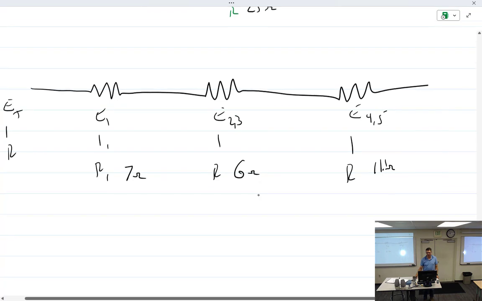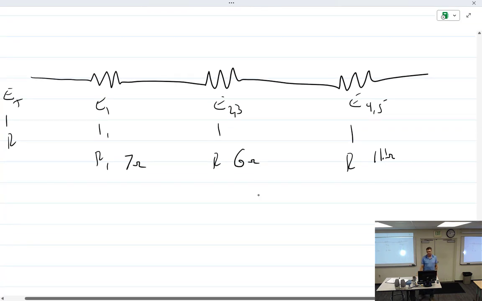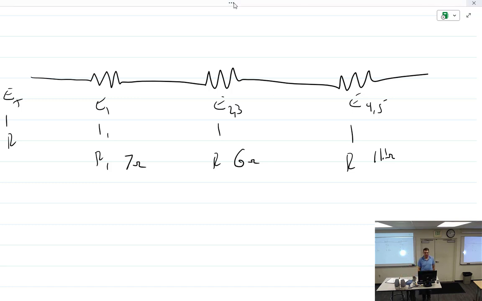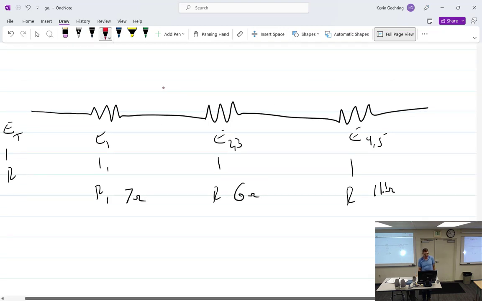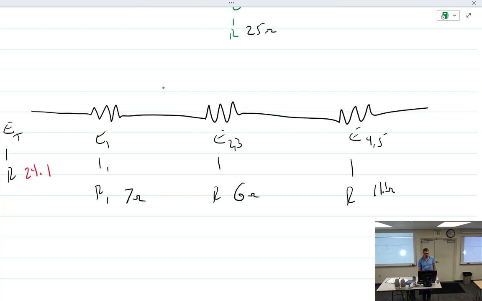Everybody know where I got all these numbers from? Everybody got it drawn up here? What is my total resistance? 24.1 ohms. 24.1? Is that what you said? All right, so we got 24.1 ohms, and I said we had 12 volts from before.